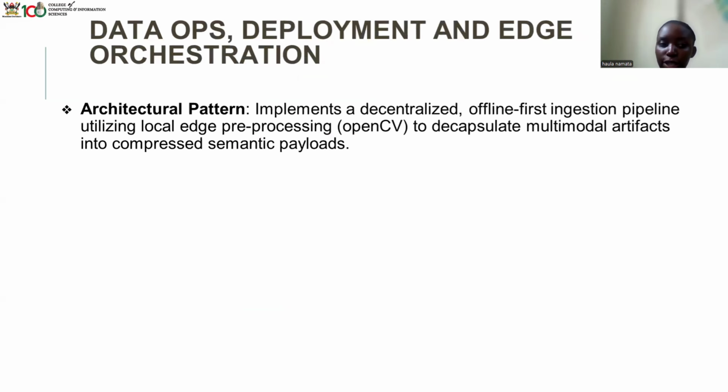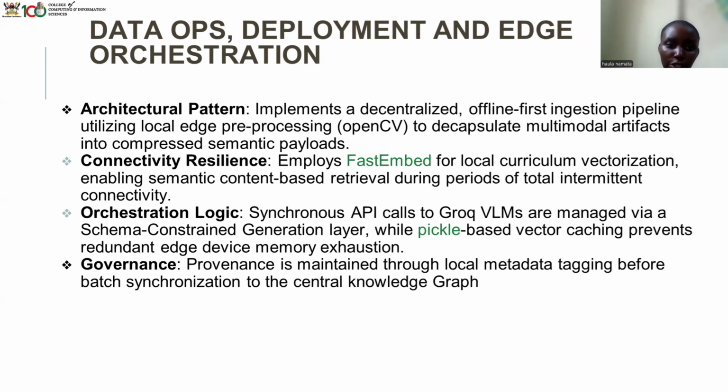And then, moving on to the data ops, the deployment, and the edge orchestration. Here we present the distributed deployment of the architecture and the data ops orchestration strategy supporting the semantic warehousing in constrained environments. First of all, we looked at an offline-first deployment.